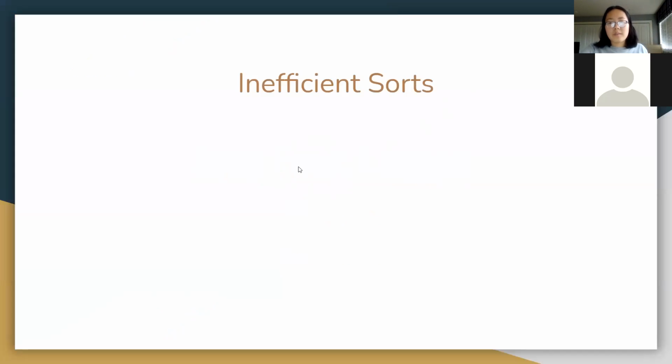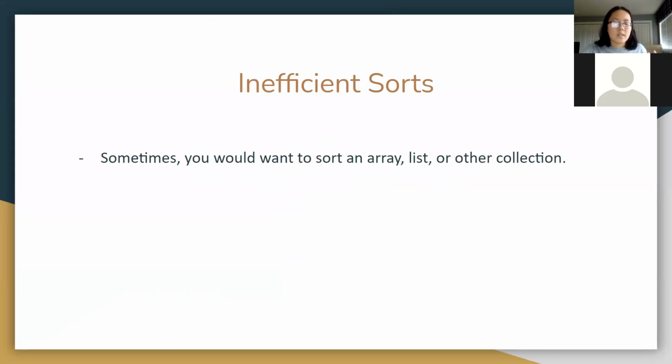First, there are some inefficient sorts, which means they take a lot longer than some other sorts that we have. It's good to know these though, because they're relatively easier to program than some of the other sorts, but you don't want to use them a lot for larger sets of data.